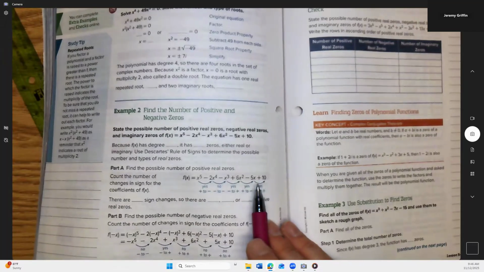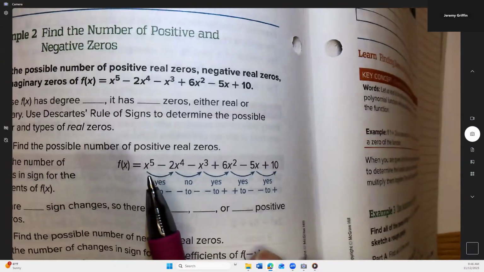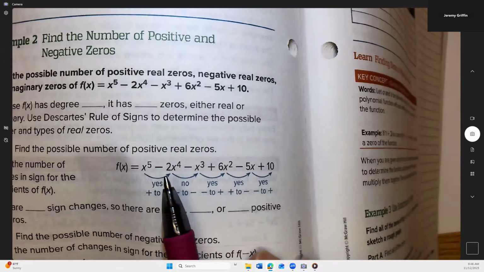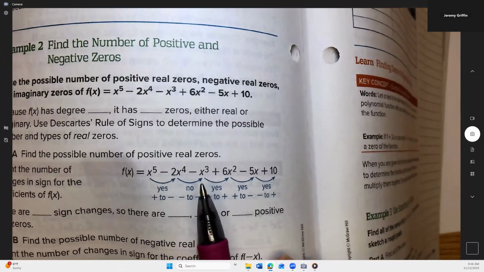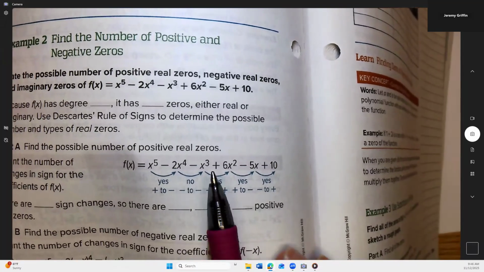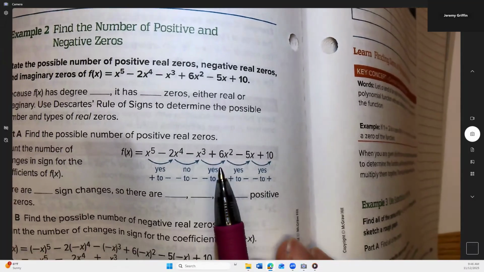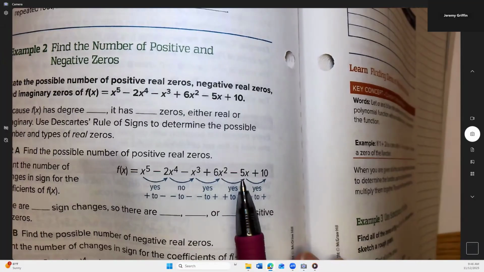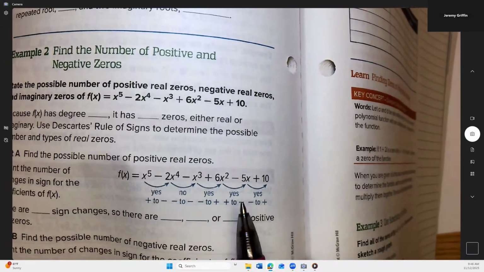Every time it switches sign from positive to negative, which it does there, right? Not here, because negative, negative stays the same. So that would be a no. So your book wrote no, right? But then negative back to positive, ooh, it changes sign again. So yes. Then positive, negative, yes, that's a sign change, and then negative, positive, yes. So I have four yeses. You guys see there are four yeses?